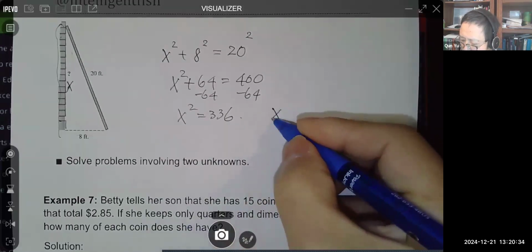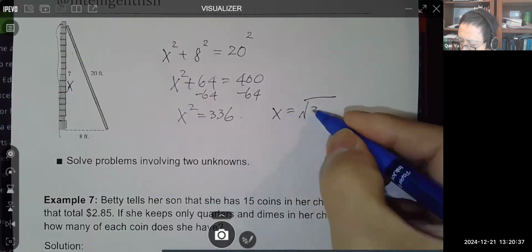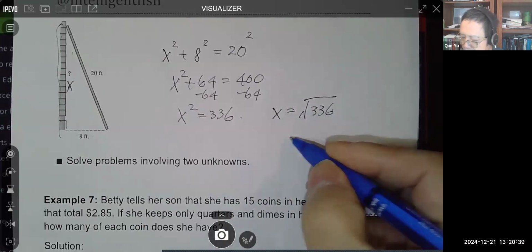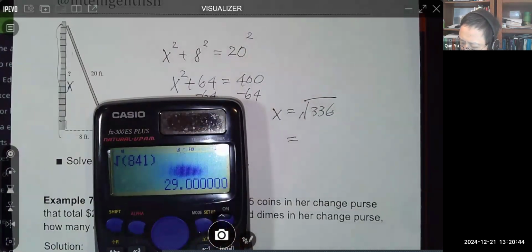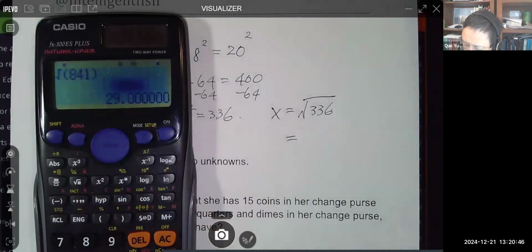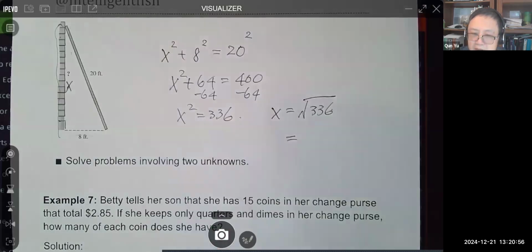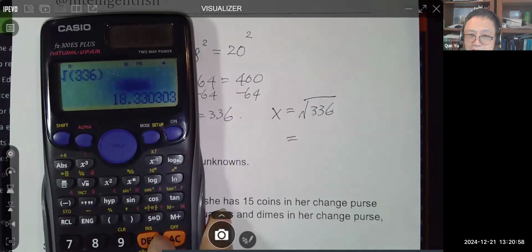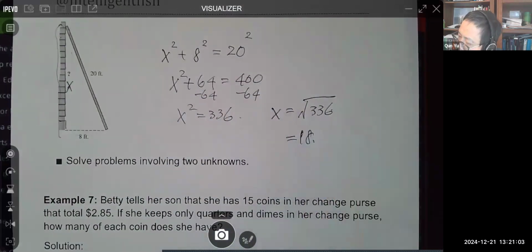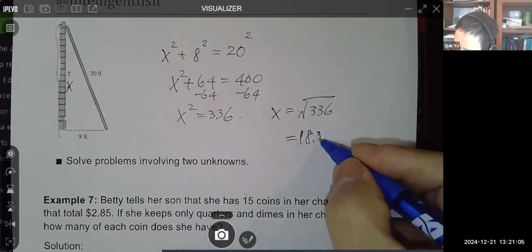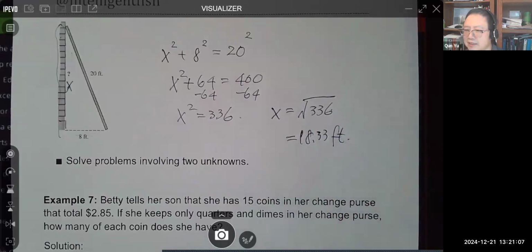Now we're going to take the square root of 336 to get the height. I mean, how high we can go. So the square root of 336 equals 18.330303. So it's about 18.33 feet. So that's our answer.